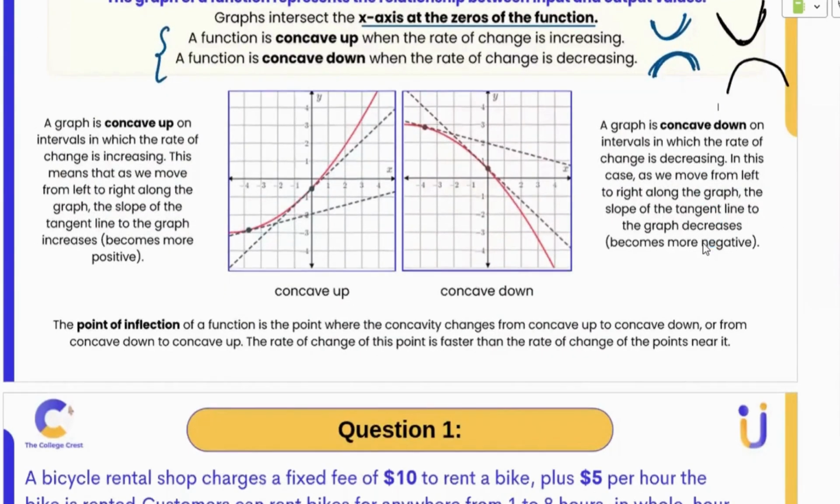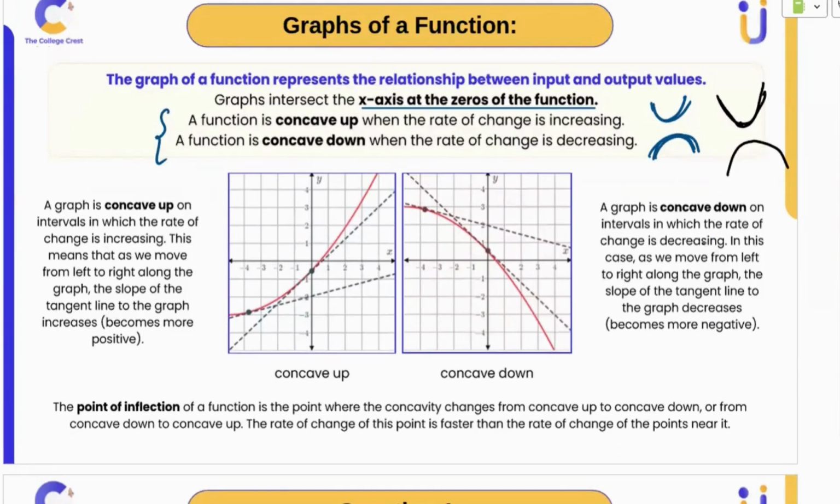Now, one more thing is the point of inflection. Where your concavity changes, there will be a point of inflection. For example, I make a cup shape, then a cap shape. So where it changes from concave up to concave down, this is the point of inflection. Where the shape of the graph changes, that is the point of inflection in general.